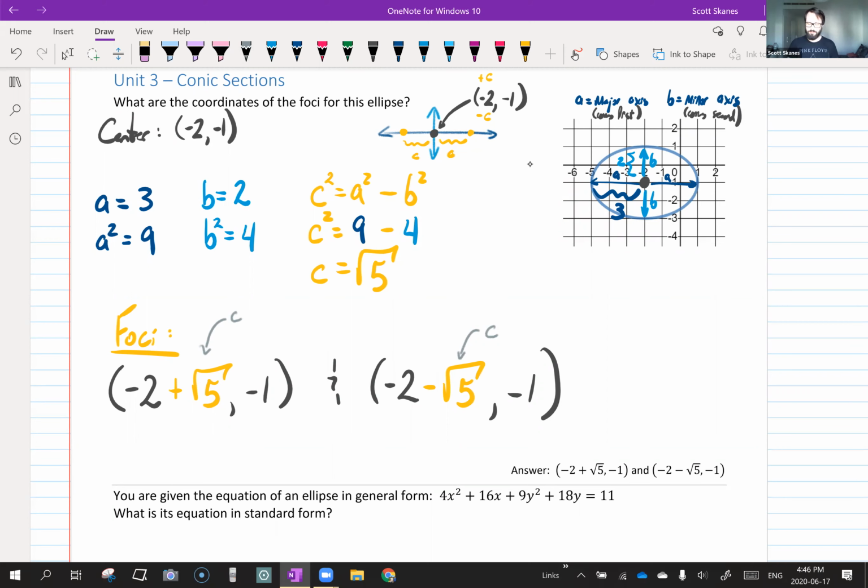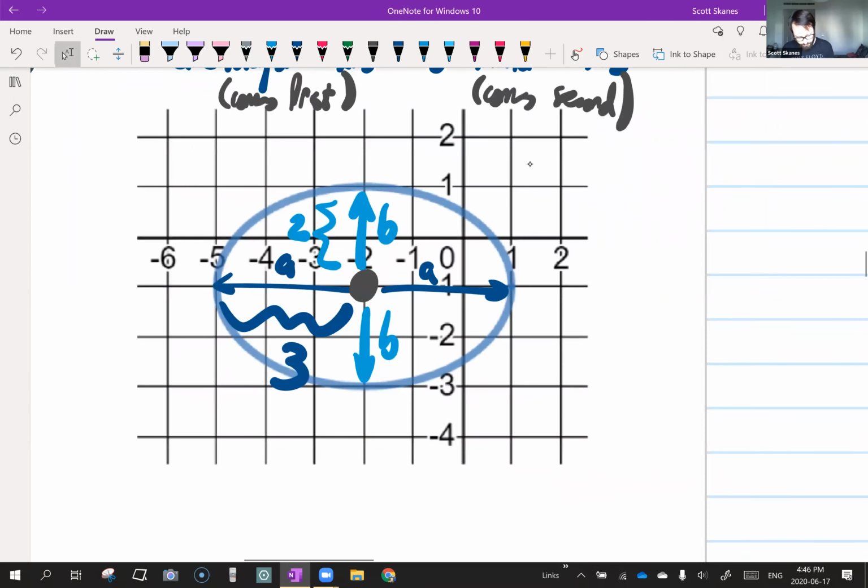So, sir, how can we find it in the graph? You can't find it in the graph really, because we just know that foci are along the major axis. So I'm going to erase some of this. Foci are somewhere around here and there. They're between the center and the edge of the major axis. So let me draw you a couple pictures.